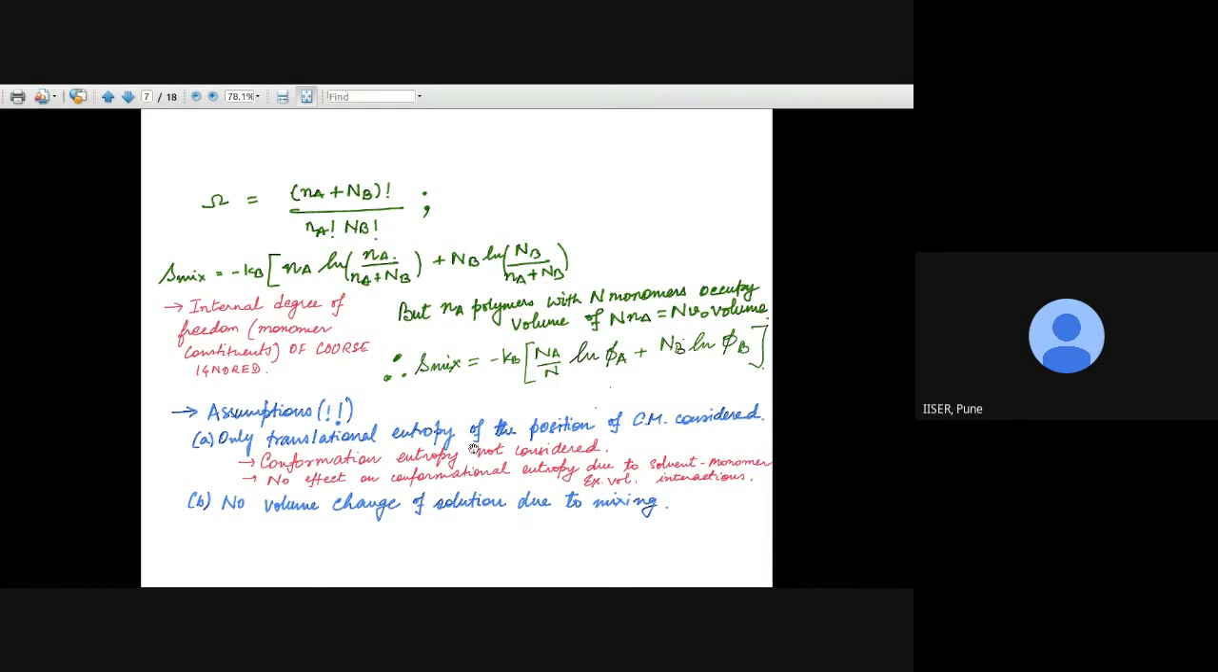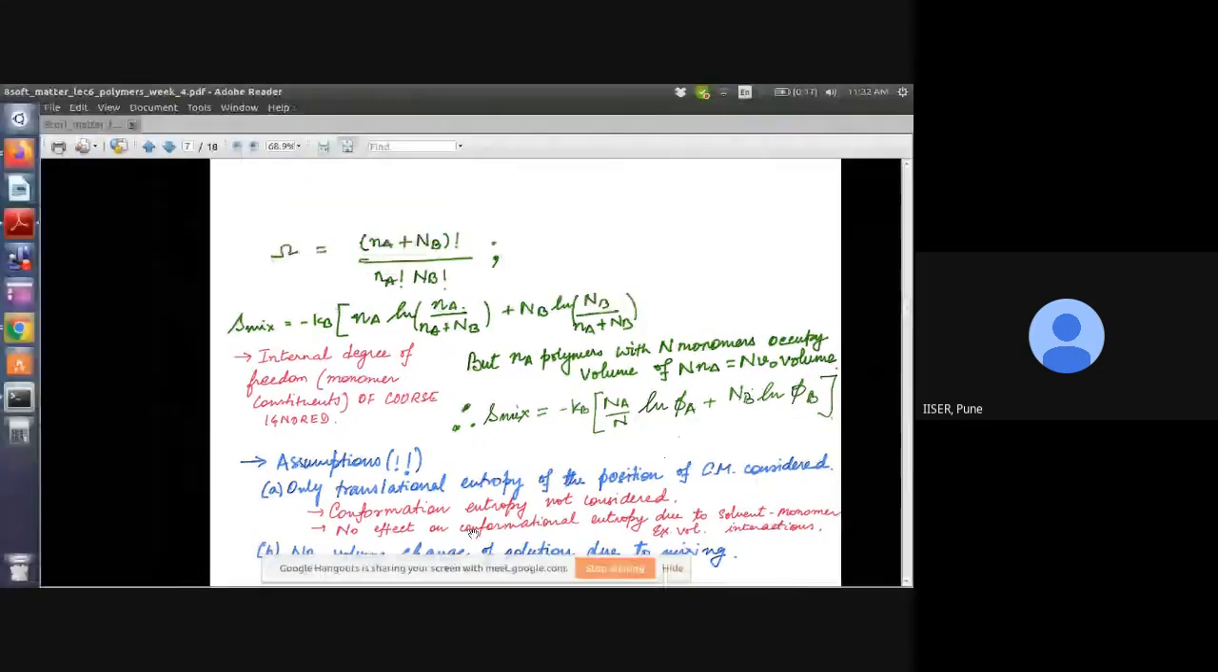Since we are ignoring conformational entropy, we are not considering the effects of conformational entropy due to solvent-monomer interactions. Sometimes it could be an ideal chain or an extended chain, so those corrections we are not considering in this calculation. Moreover, we are ignoring the volume change of the solution due to mixing. So these are the assumptions which go in for the simplification of things, right?